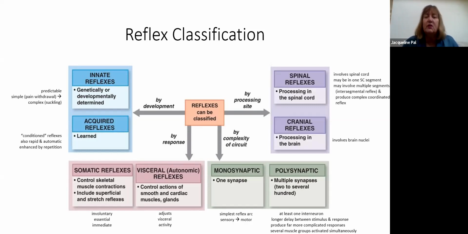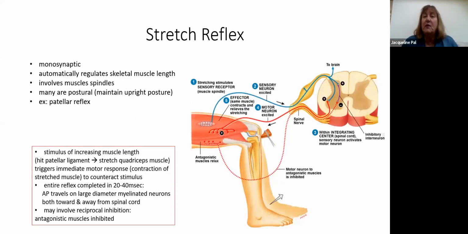Whereas spinal reflexes are processed in the spinal cord. So it could be just at one level in the spinal cord, coming in at the T5 level, going out at the T5 level, or they could be intersegmental, where they're either going up or going down segments, going up for carrying sensory information and coming down for sending out motor information. And this can give us really complicated but coordinated reflexes. Okay, so now I think we're ready to talk about some reflexes.